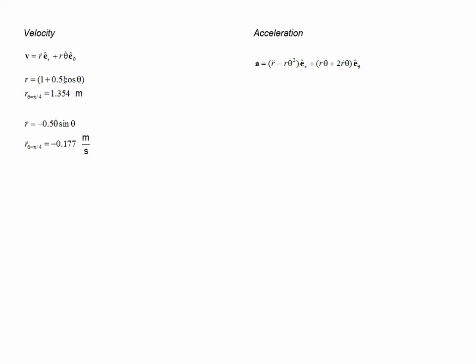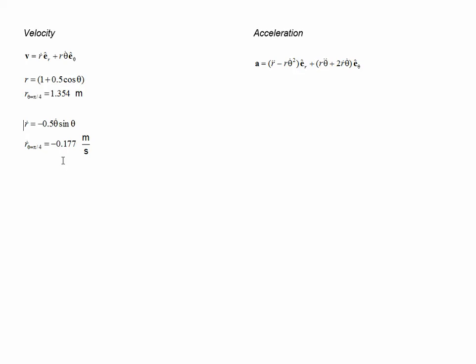When we take the derivative of a function, and inside the function there's a variable that is dependent on time, we need to use the chain rule. So we're going to take the derivative of the outside and multiply it by the derivative of the inside. The derivative of the outside, which is cosine theta, would be minus sine theta. The derivative of the inside, so the derivative of theta, is theta dot. So we get minus 0.5 theta dot sine theta. We plug in theta equals pi over 4, and we get minus 0.177 meters per second.